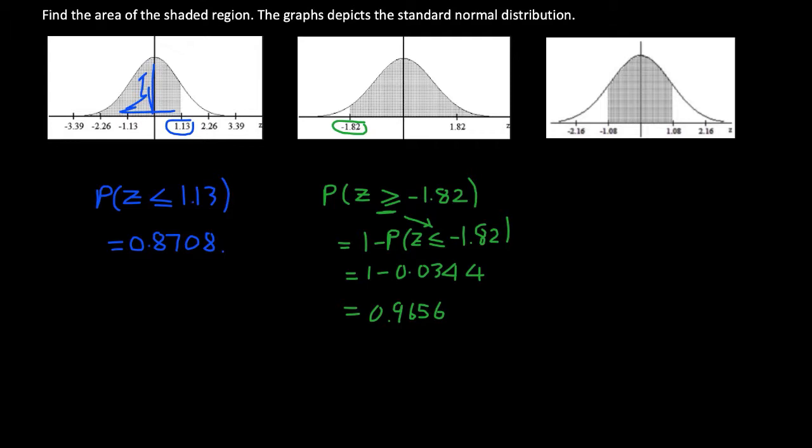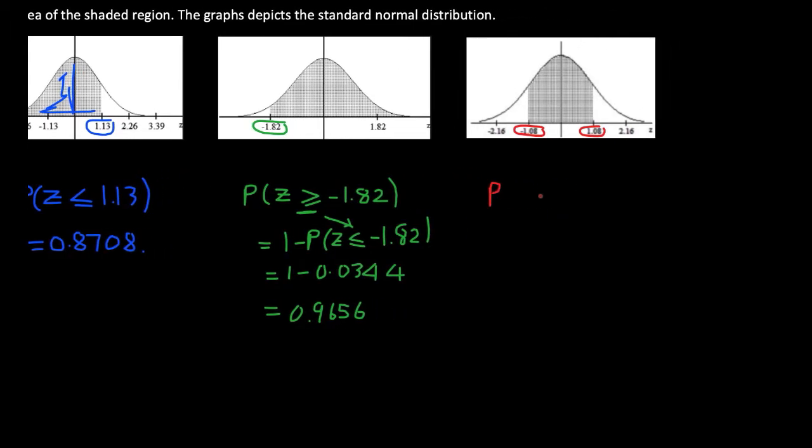Now let's go to the last one. So this has two values. We need to find the middle area. This is the negative 1.08. This is the positive 1.08. So how do we write down this? Probability negative 1.08 is less than or equal z, and z less than or equal to 1.08.